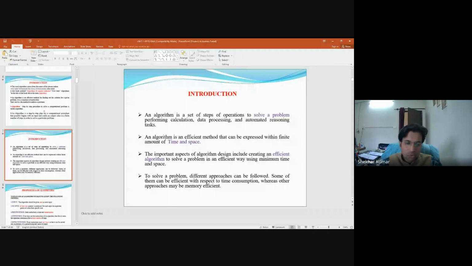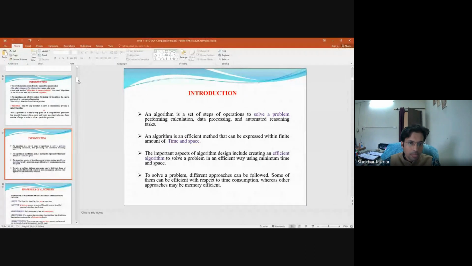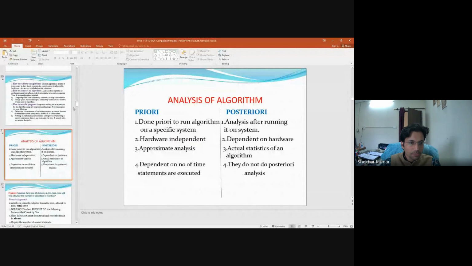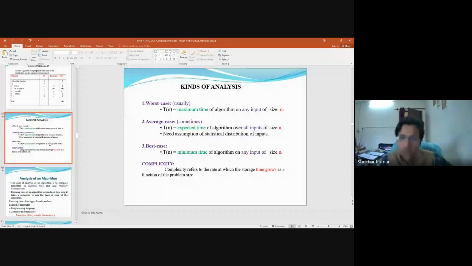which covers your first unit, that is your fundamentals, which we covered in the previous class. Today we will discuss the analysis of algorithms. Actually, there are three types of analysis.